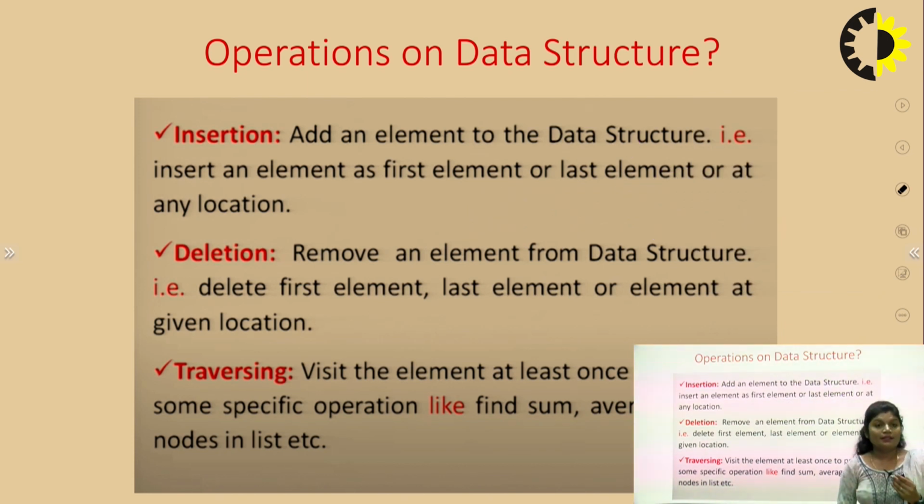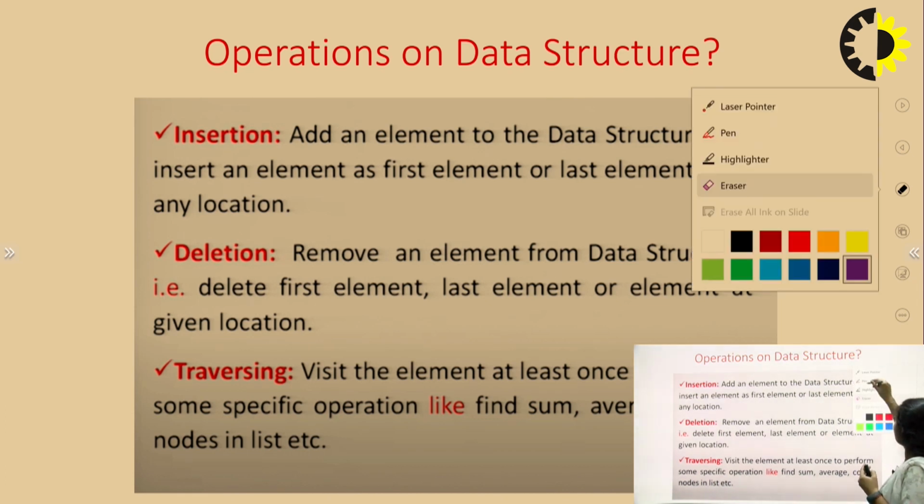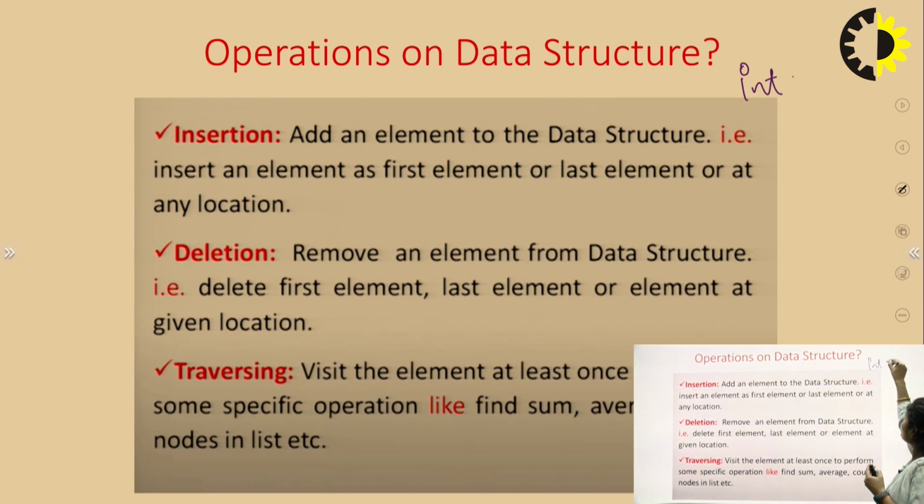The next operation is traversing. So what is traversing? Visiting each element at least once to perform some specific operation, like finding the sum, average, or count, is traversing. If you want to find the sum of 10 elements, there are two ways. The first way is you define A1 to A10 elements. The second way is you define an array.